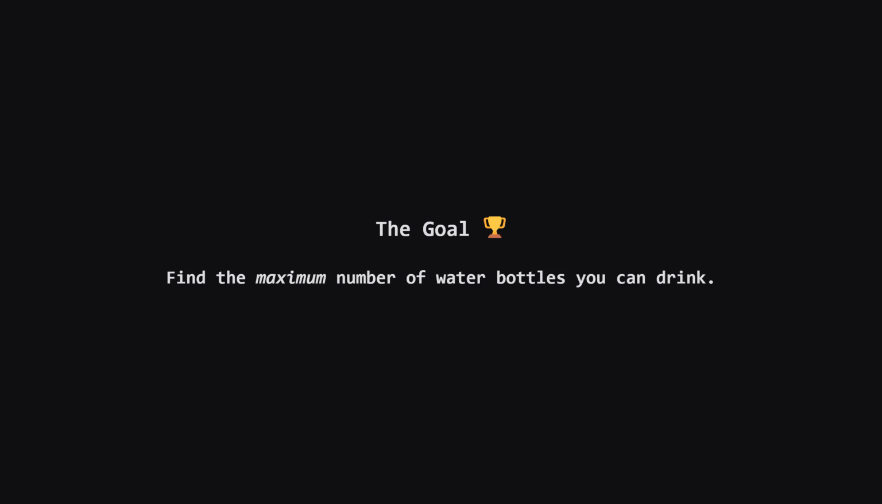This is the key part of the problem we need to manage. Our ultimate goal is to figure out the absolute maximum number of bottles we can drink by cleverly drinking and exchanging until we just can't make any more trades. It's all about being efficient with our empty bottles.